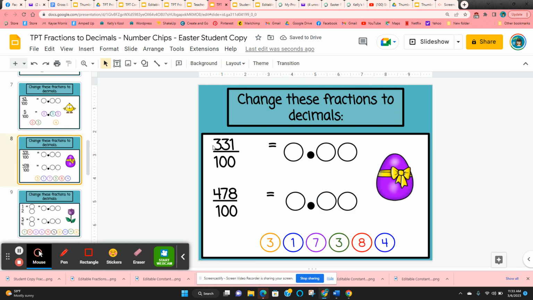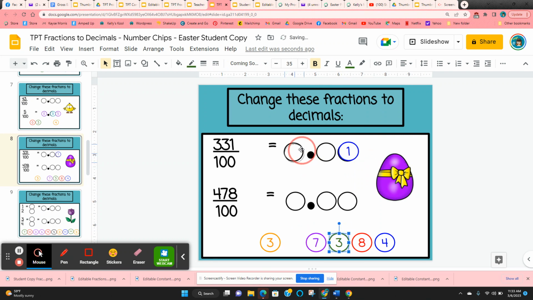And then they have a couple fractions where they have 3-digit numbers in the numerator. Again, that 1 would go in the hundredths place, and then they can place the other 2 numbers. Here, the 8 would go in the hundredths place.